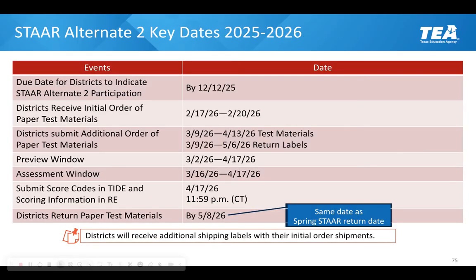Key dates for STAAR Alternate 2. There are two windows for STAAR Alternate 2. There is a preview window, and then there's an assessment window. The preview window starts on March 2nd. And the assessment window starts on March 16th, which is our spring break, and runs through April 17th. We do lose a week of testing in our testing window during spring break. All student answers must be entered into TIDE no later than April 17th at midnight.